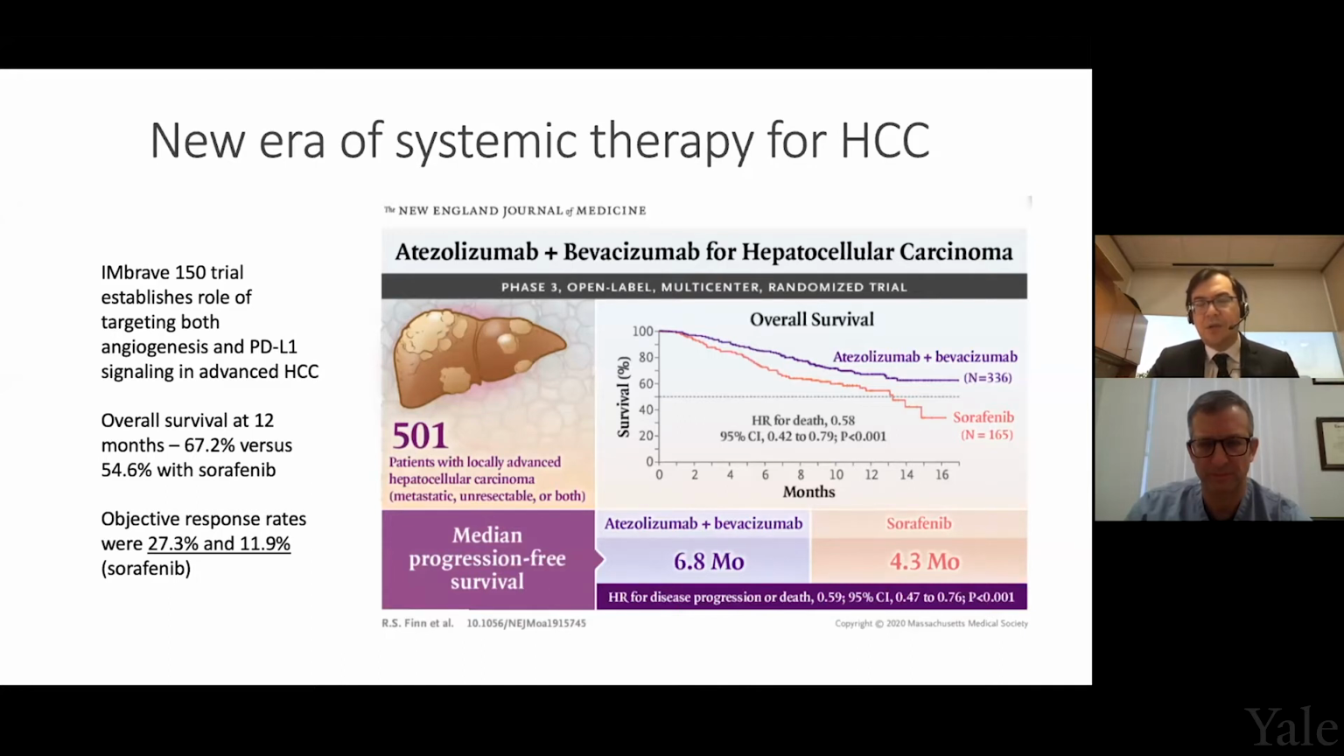And it's important to also emphasize that for many years, over a decade, many trials tried to establish superiority to sorafenib and failed. So sorafenib had been the only systemic drug for advanced HCC patients for over a decade before this significant trial.